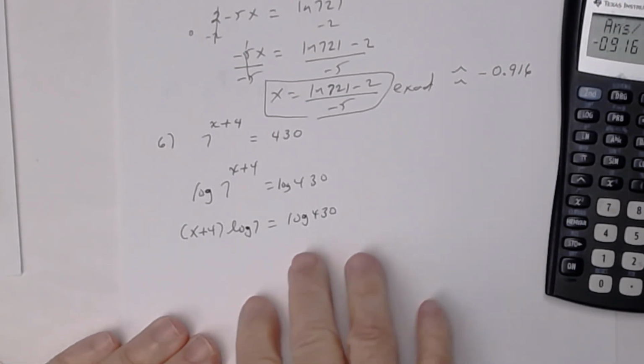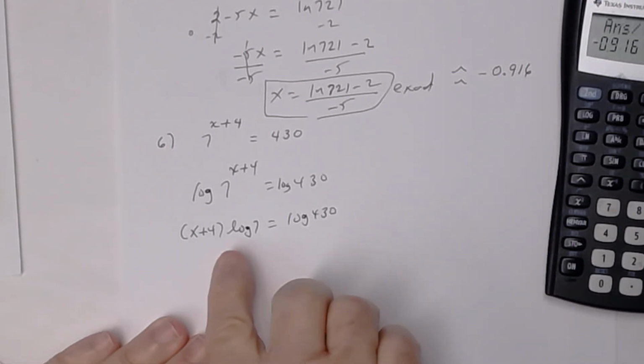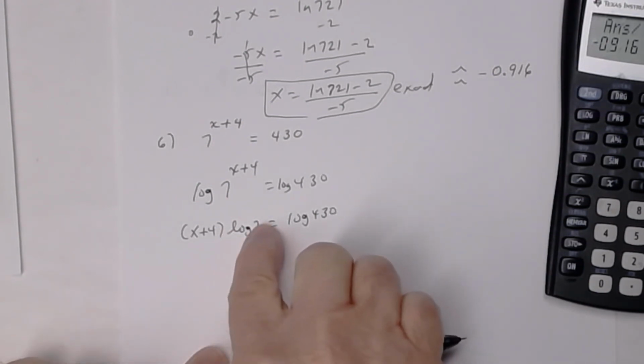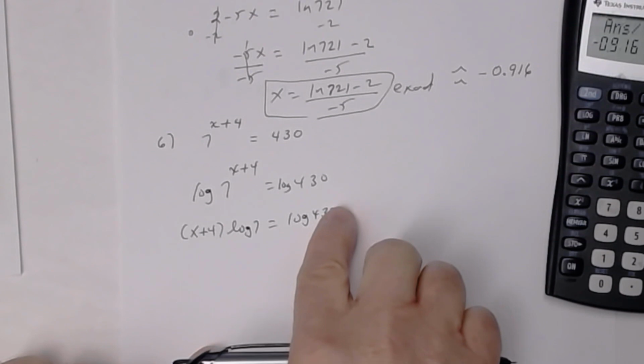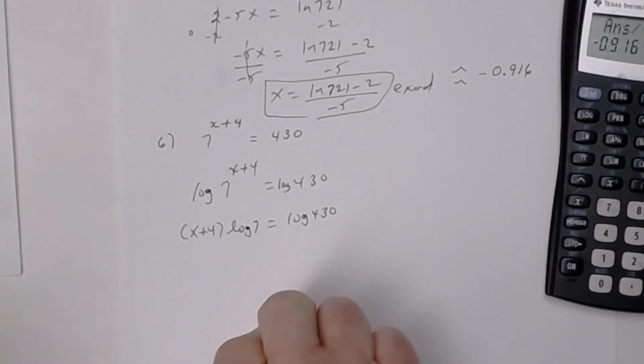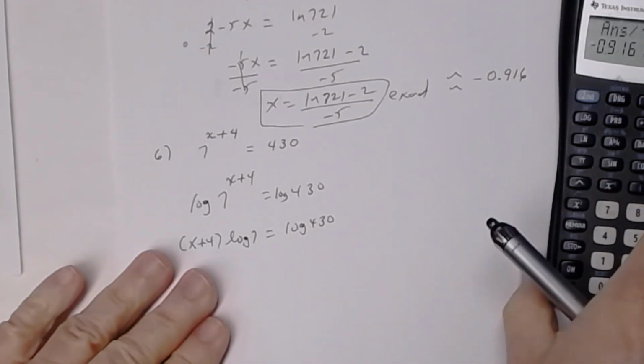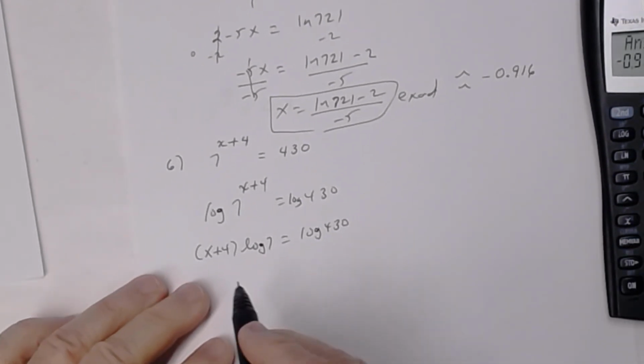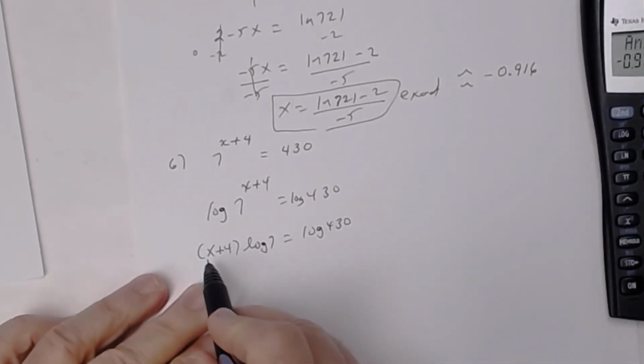Now remember, only approximate at the end. So don't all of a sudden approximate the log of 7 and approximate the log of 430. That is not what you are supposed to do here. You're only supposed to approximate at the end, because first of all, one of the things you had to do was to find the exact answer. Well, if you approximate now, that's no longer the exact answer. Okay? All right, now, you're trying to get x by itself, right?